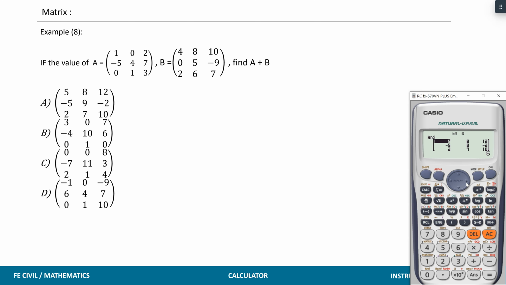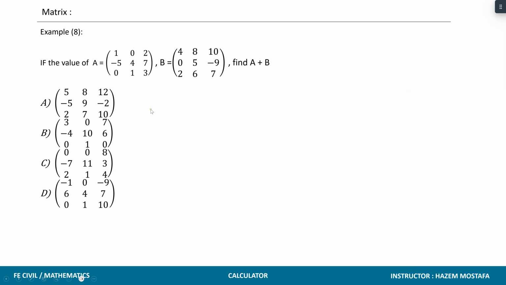So this is the right one. 5, 8, 12, negative 5, 9, negative 12, 2, 7, and 10, which is A, is the right answer.